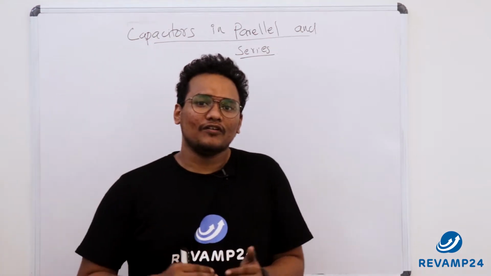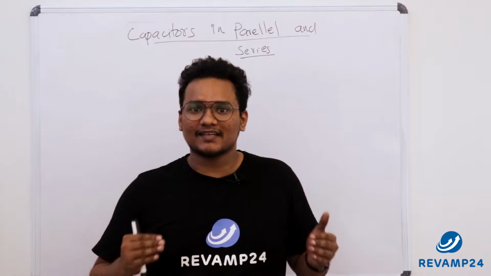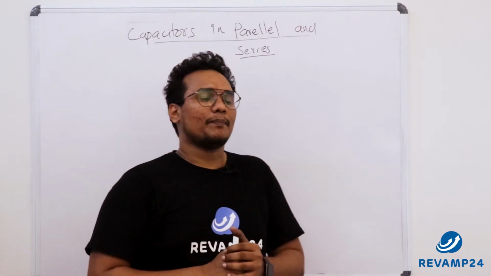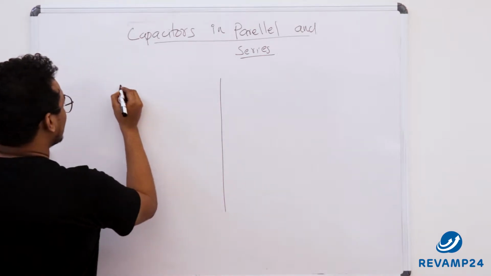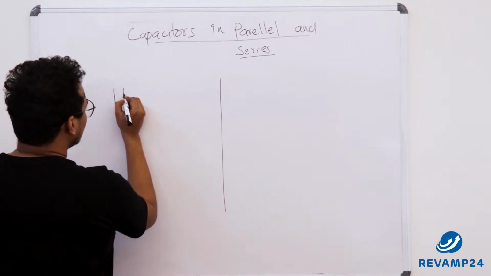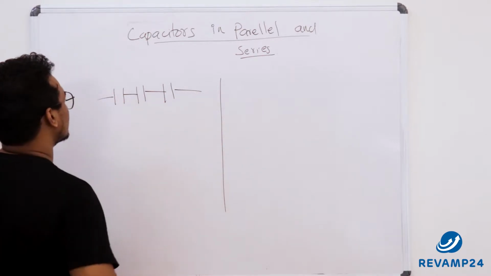In this video, we will see what the effective capacitance is whenever capacitors are connected in series and in parallel. Okay, now when capacitors are connected in series, let's say 3 capacitors are connected.